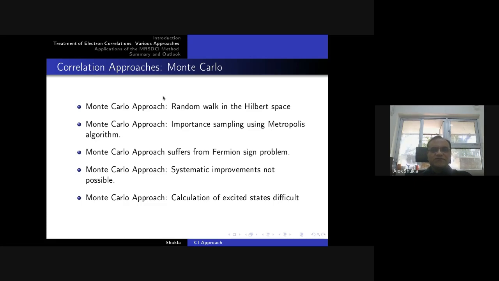So there are various electron correlation approaches available. One of the approaches which many of you would have heard of is the Monte Carlo approach. Here we can perform a random walk in the Hilbert space, and then we can do importance sampling using the Metropolis algorithm. But the Monte Carlo approach for electronic systems has this famous fermionic sign problem, which can be a major issue. The other thing is that it's a one-shot approach. You cannot systematically improve it. And the calculation of excited states, particularly if the excited states are of the same symmetry as the ground state, is quite difficult.